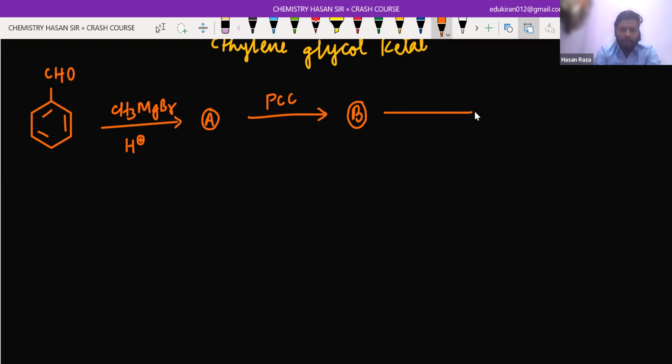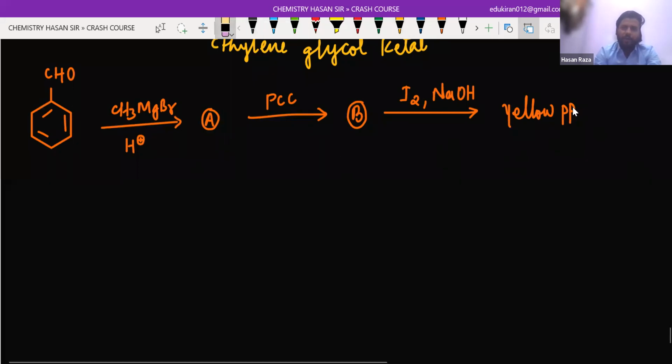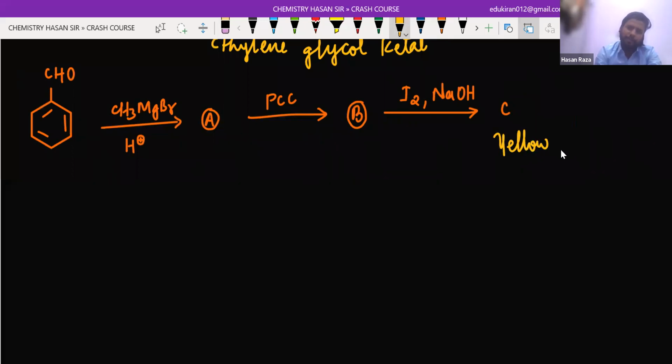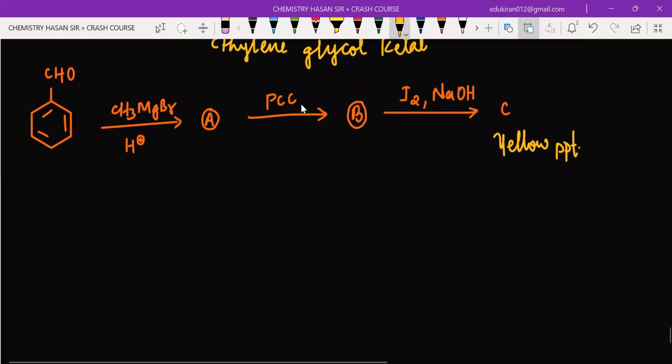After getting B, you are going to treat it with I2 and NaOH, then you will get C. And C is basically a yellow precipitate. You are going to tell me A, B, C, D. Just let me write it here. And for C, you need to tell me about the yellow precipitate. This type of reaction will cover all the reagents and it will be helpful for us.